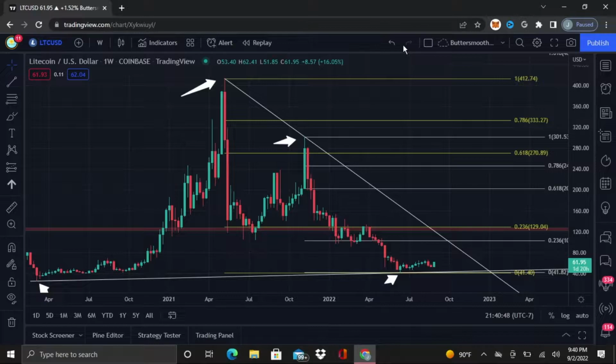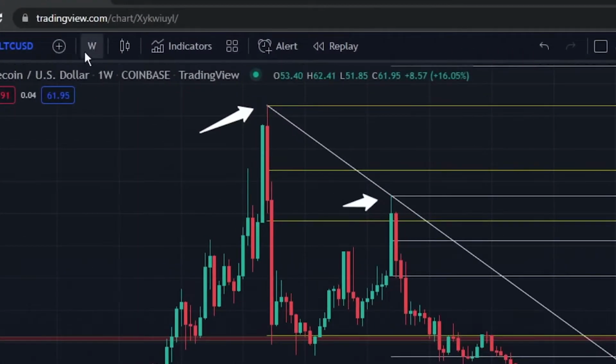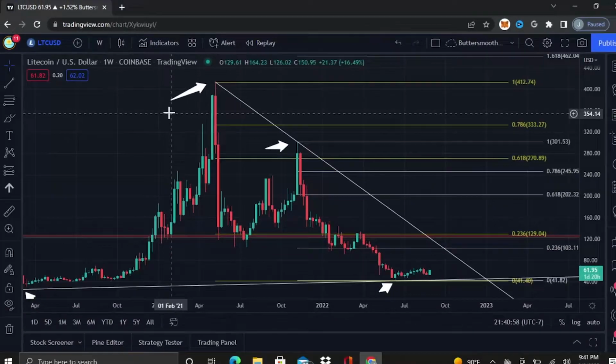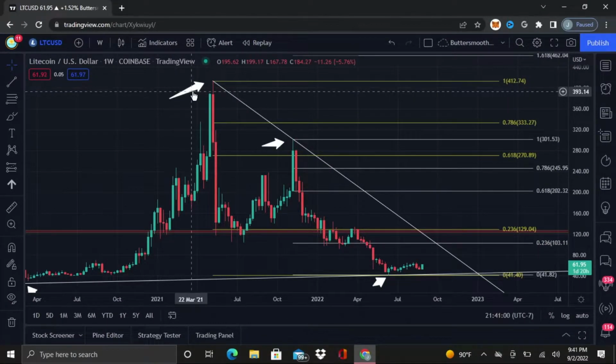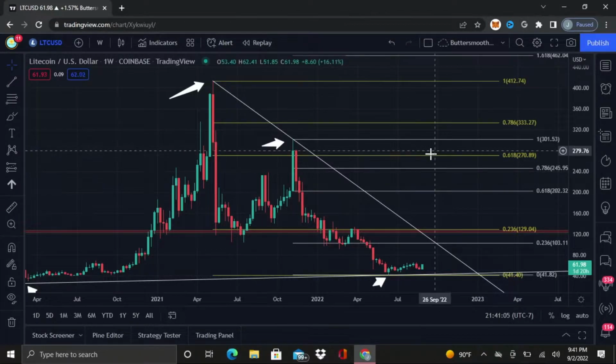Litecoin weekly time frame, and I'll let Crypto King take it over from here. Go ahead, dude. All right. So we're starting off with Litecoin paired with the US dollar. Data coming from Coinbase. We are on the weekly time frame. So just ignore these arrows because I did a TradingView idea and I have those up.